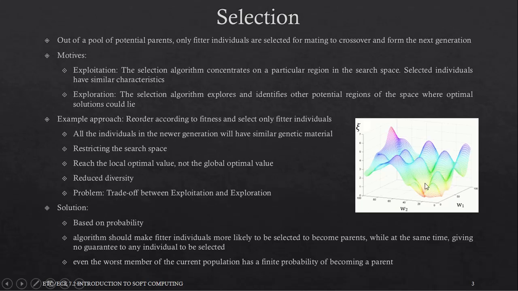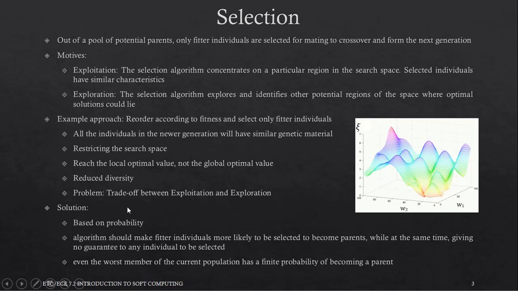Since selection of individuals is based on their fitness, we could take the approach in which we reorder the individuals based on their fitness values and then select only the fitter ones as parents. Now, if a crossover occurs between such individuals, it implies that all of the individuals in the newer generation will have similar genetic material. If there are no individuals with genetic material different from the parents, it means that we are restricting the search space. We might not then reach the globally best value of fitness, we will reach the locally best value of fitness. This is because diversity is reduced during selection if we take this approach.